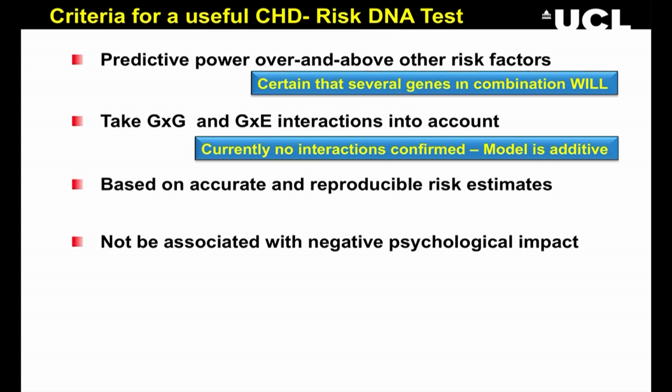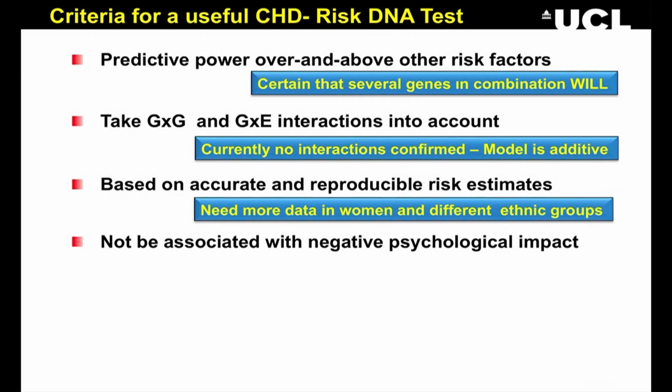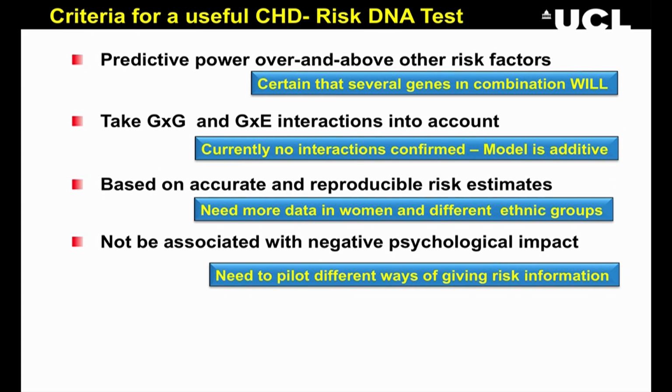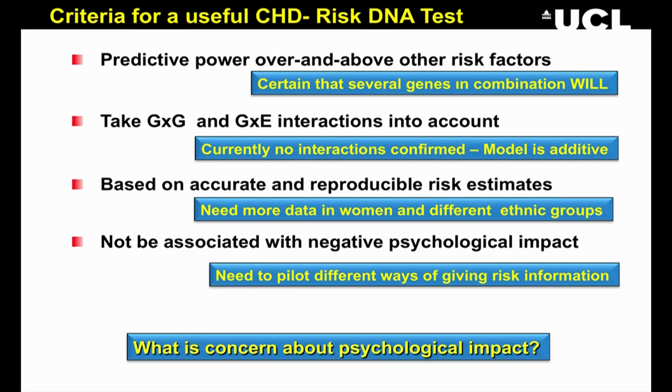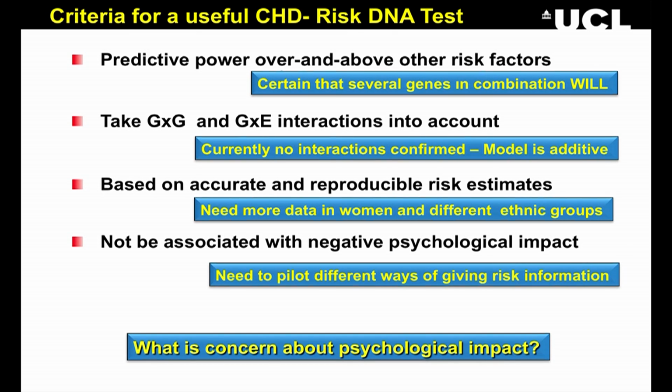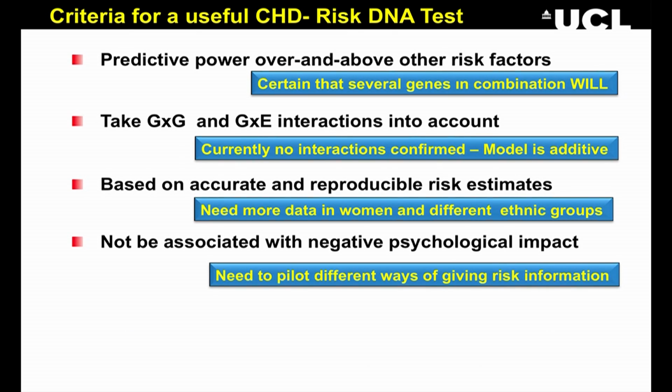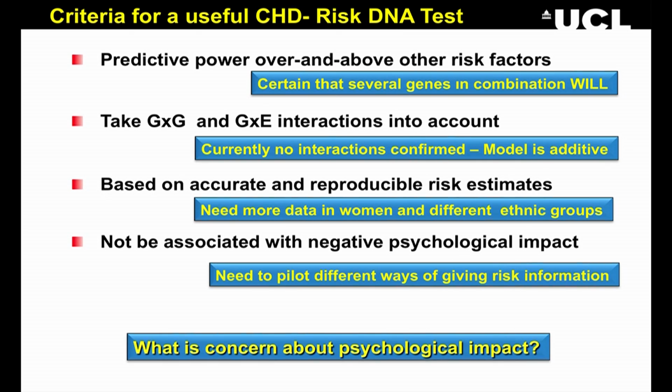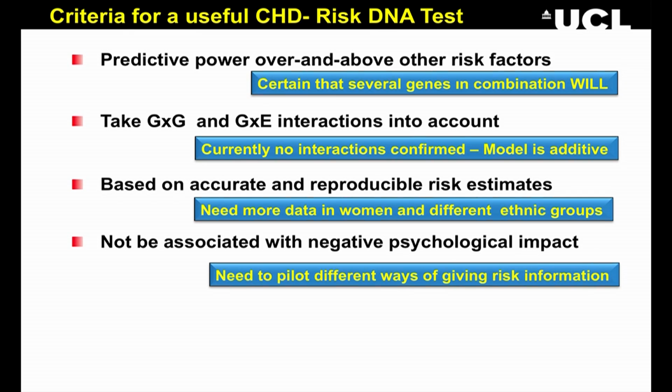So we're in the needle in the haystack business, and it's a big challenge. So yes, we can do it technically. We can't actually analyze the data yet. So these are the criteria that I set out in the beginning, criteria for a useful heart disease test. I'm quite certain that with several genes, we're going to get there. We certainly are not taking interactions into account. I told you the model is additive, work to do. I hope I persuaded you that we do have accurate and reproducible risk estimates, but almost all the studies have so far been in white, Caucasian, middle-class aged men. And we don't know anything about women, and we certainly don't know anything about different ethnic groups.